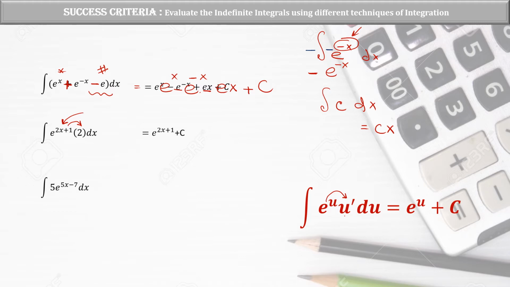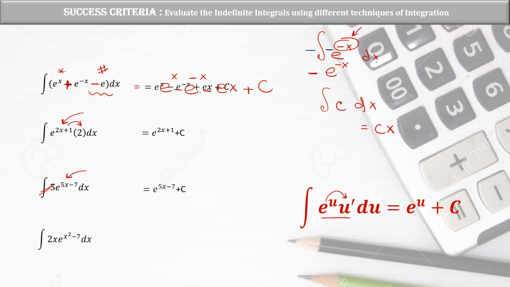Now again, look at the power. The power is 5x minus 7. The derivative of 5x minus 7 is 5, and it is written here. So we have the general form e to the power u times u prime. So your answer will be only e to the power 5x minus 7 plus c.